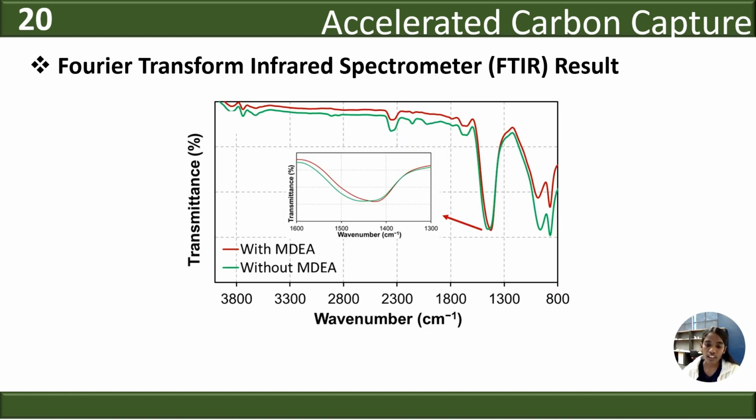And these are the FTIR results. We can see the shift of the C-OH bond stretching to a lower value in the MDEA sample because, as I mentioned earlier, MDEA is a basic amine. It reacts with carbon dioxide and forms bicarbonate ions. These bicarbonate ions interact with the hydroxyl group. Because of this, it is changing the electron density and the bond strength of the C-OH bond. This leads to the shift to a lower wave number of C-OH stretching.